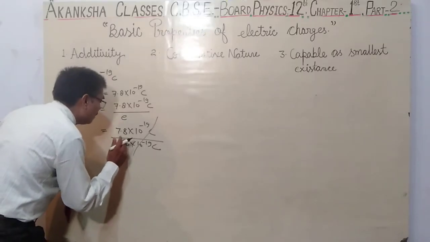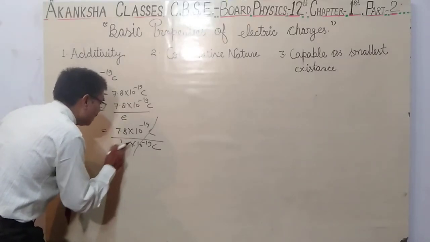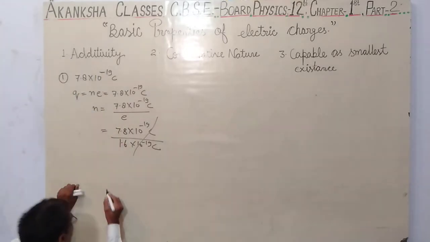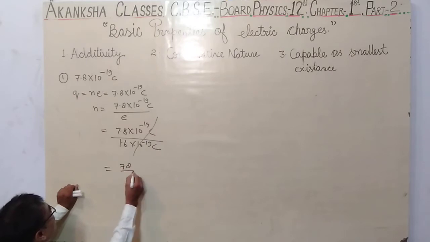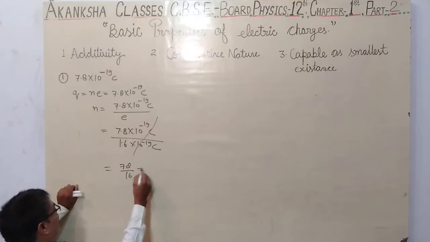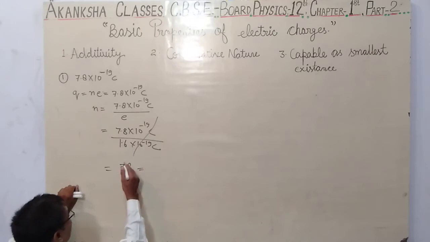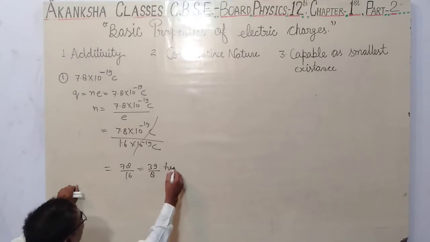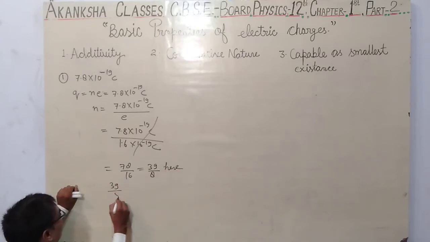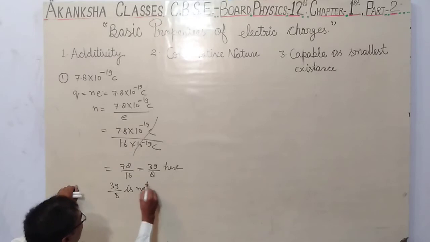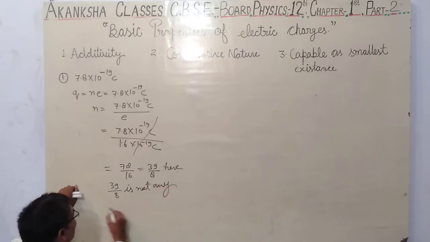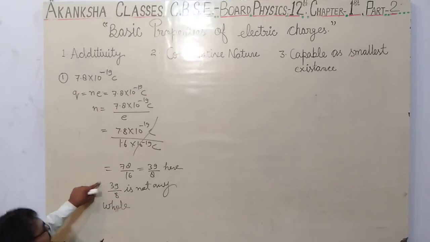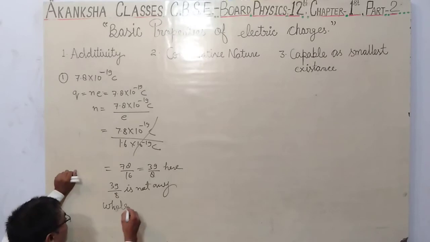You are right, but if we remove the decimal from both numerator as well as denominator, we will get 78 by 16. 78 by 16, the simplest form will be 39 by 8. 2 3 is 6, 2 9 is 18. Here 39 by 8 is not any whole number.